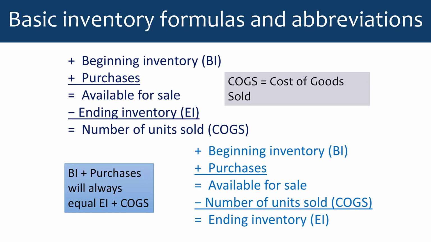To recap, here are the basic formulas we will be using in inventory accounting. Beginning inventory plus purchases minus ending inventory will equal the number of units sold or cost of goods sold. Beginning inventory plus purchases minus number of units sold or cost of goods sold will equal ending inventory. Beginning inventory plus purchases will always equal ending inventory plus cost of goods sold.